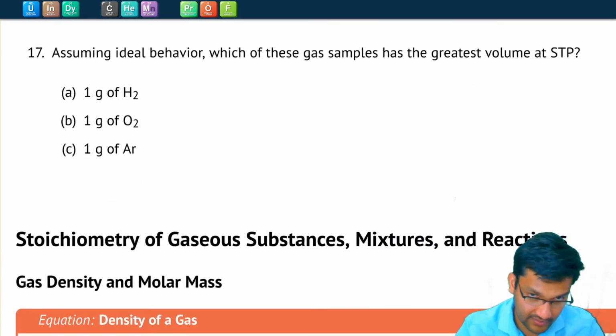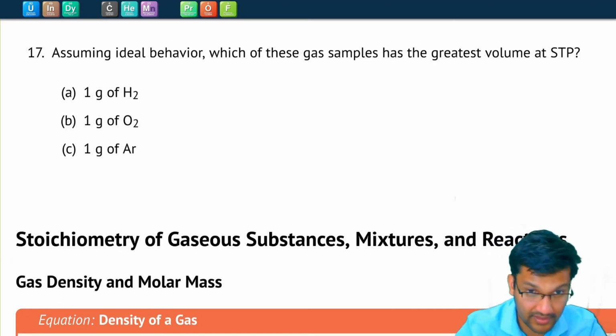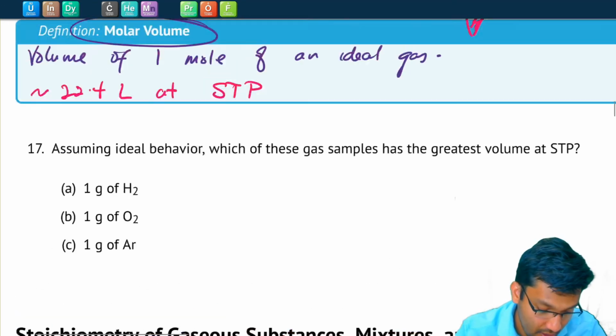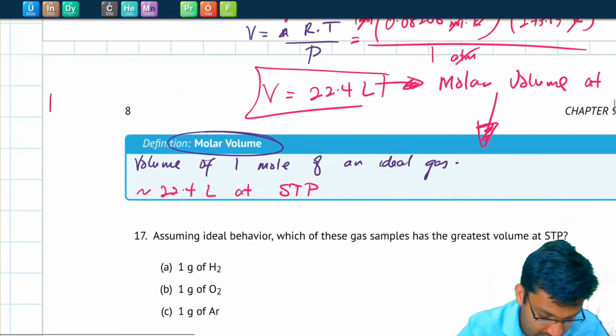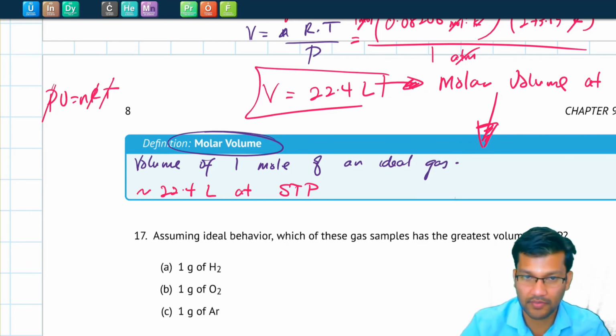You have ideal gas behavior, right? Which one of these would have the greatest volume? Okay, think about it and let's see what you get. Okay, so we have 1 gram of hydrogen gas, 1 gram of oxygen gas, 1 gram of argon gas. We know that the volume, right? Let's look at the PV is equal to nRT. We know that under standard conditions of pressure and temperature, the volume is directly related to the number of moles.